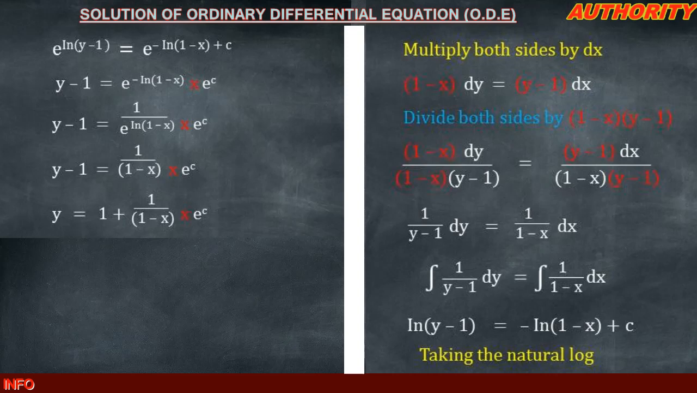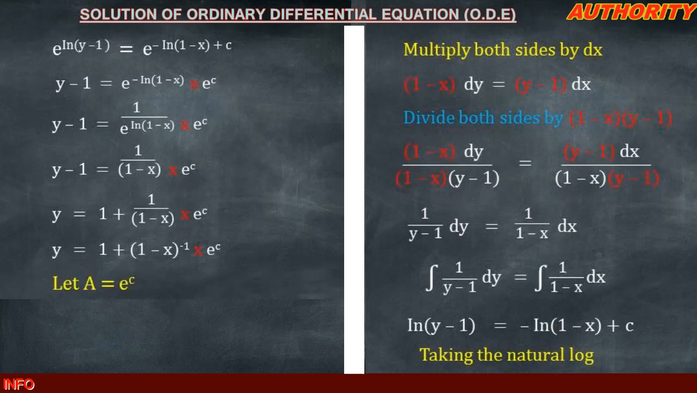And then in the law of indices, 1 all over 1 minus x is the same thing as saying (1 minus x) raised to power minus 1. Raised to power what? Minus 1. It's still the same thing, right? Good. So that means we're going to have y is equal to 1 plus (1 minus x) raised to power minus 1, then we still have times exponential c.